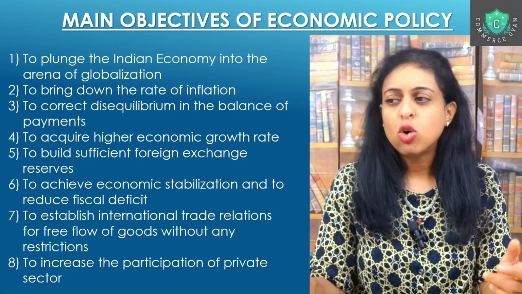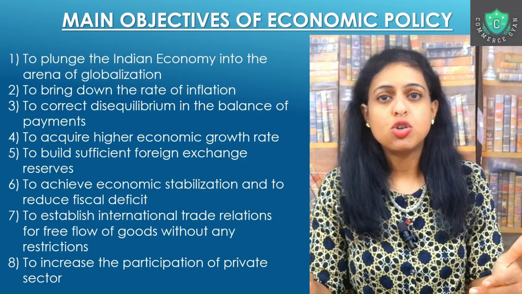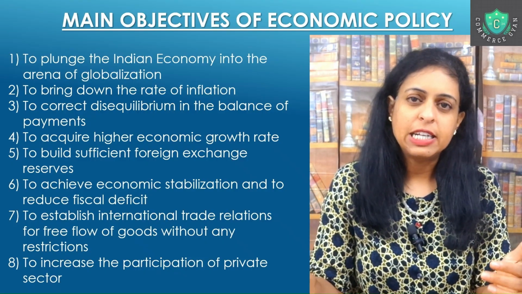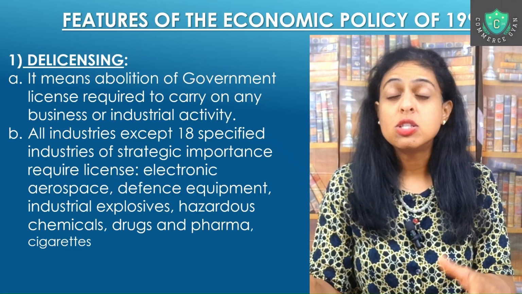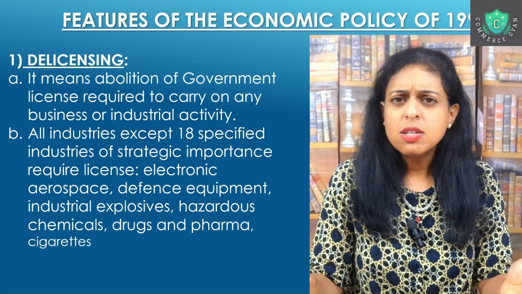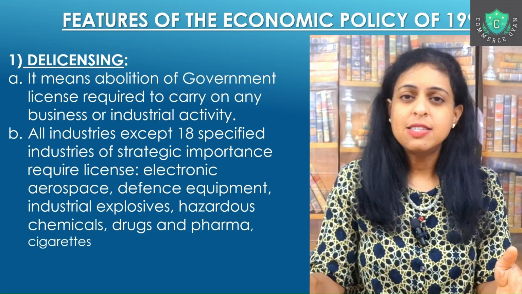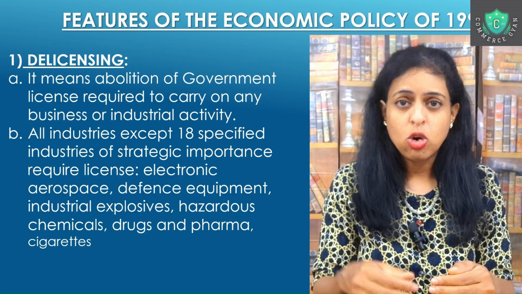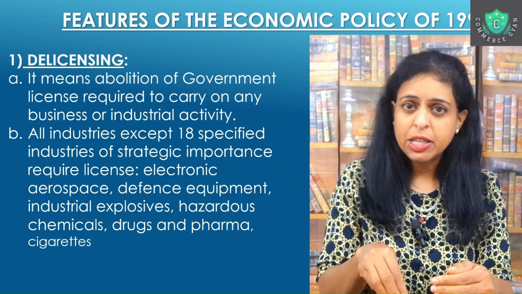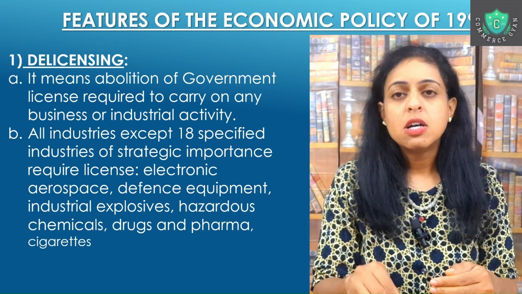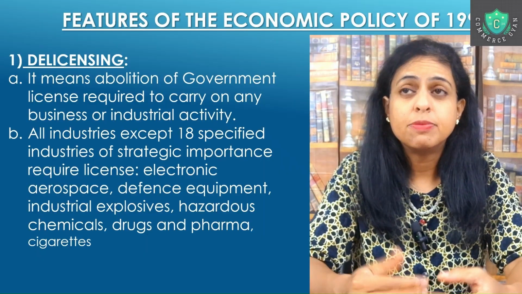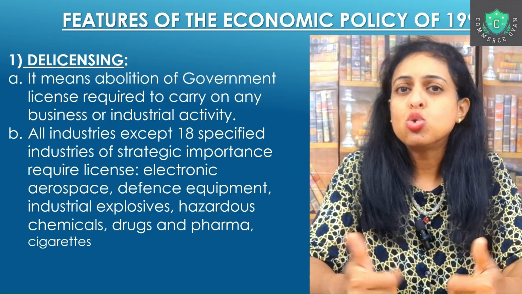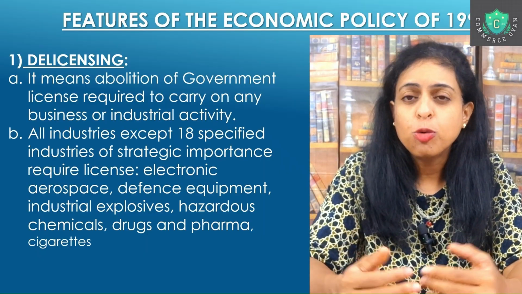Now, in the second part, we are going to see the features of this economic policy of 1991. The first important thing they did was delicensing. What is the term licensing? First of all, licensing means a government authority, or some authority appointed by the government, gives a certificate, a license, a permission to do a particular thing. Like, suppose we are talking about a food license.